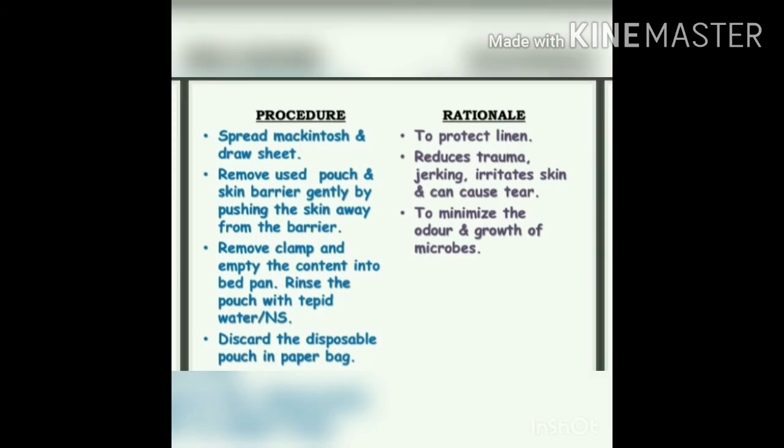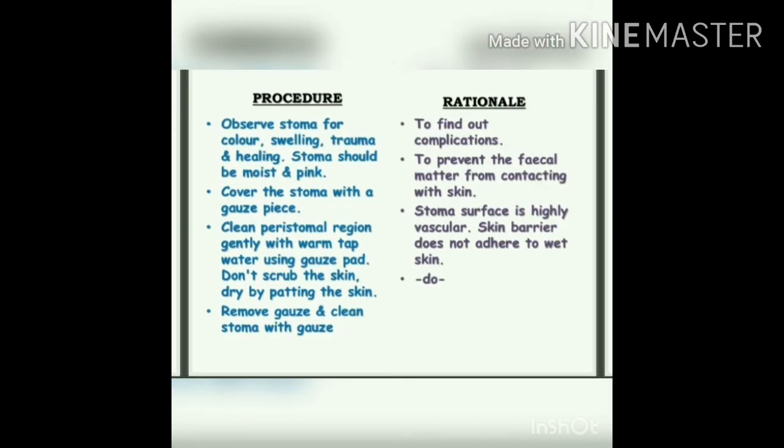Observe stoma for the color, swelling, trauma and healing. Stoma should be moist and pink. To find out the complication, clean the stoma with gauze piece to prevent the fecal matter from contacting with the skin. Clean peristomal region gently with tap water with the gauze piece.